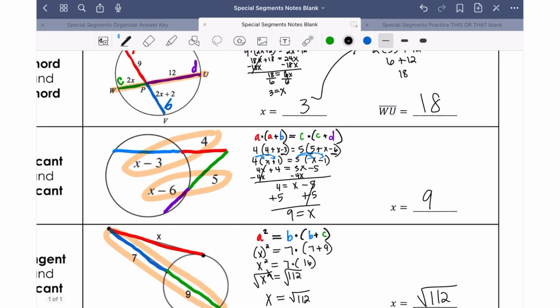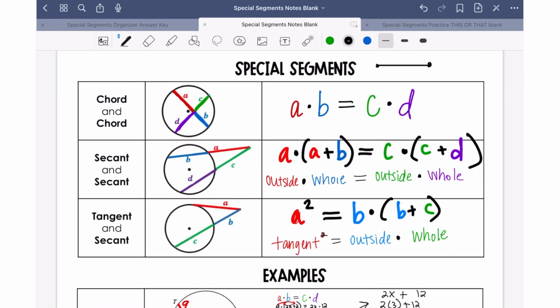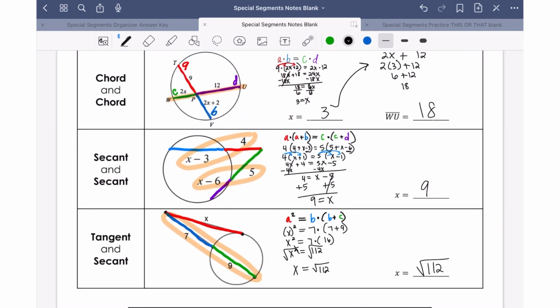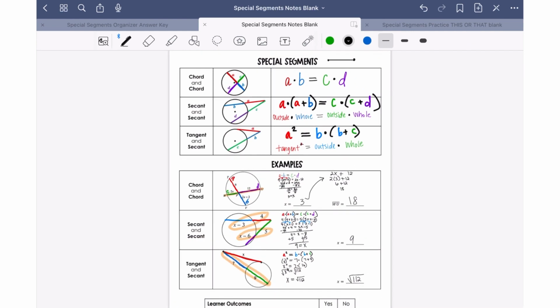That is how we apply the formulas for the 3 types of special segment relationships. And here are your examples. Make sure that you have it all filled in, that you used colors. If there's anything that confused you, please go back and rewatch the videos.